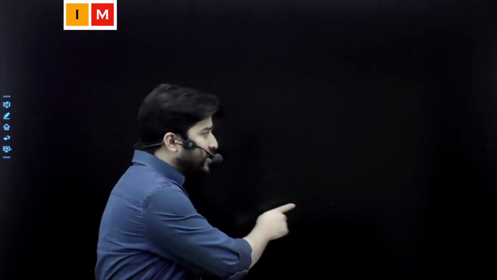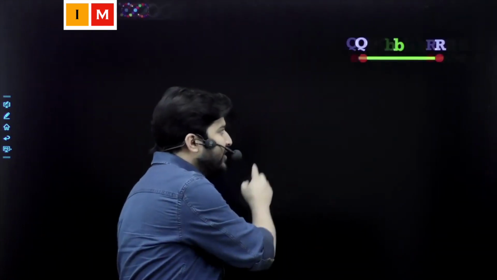Try to understand what (a plus b) whole square is. So let's begin with a. Let's imagine a rope of length a, something like this. You have a yellow rope of length a unit. Imagine another rope of length b unit.